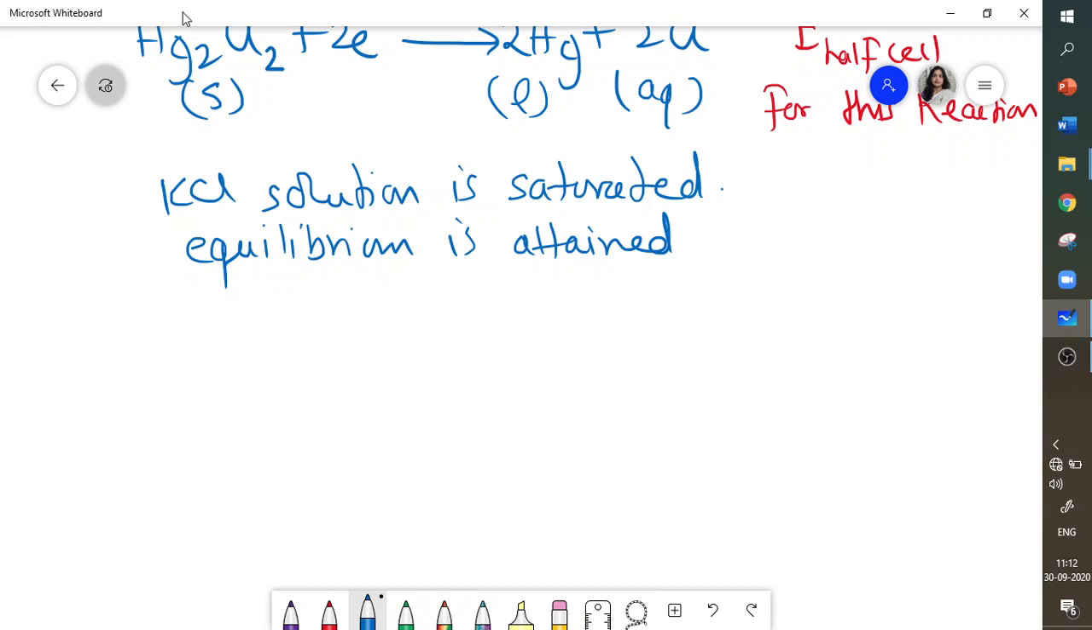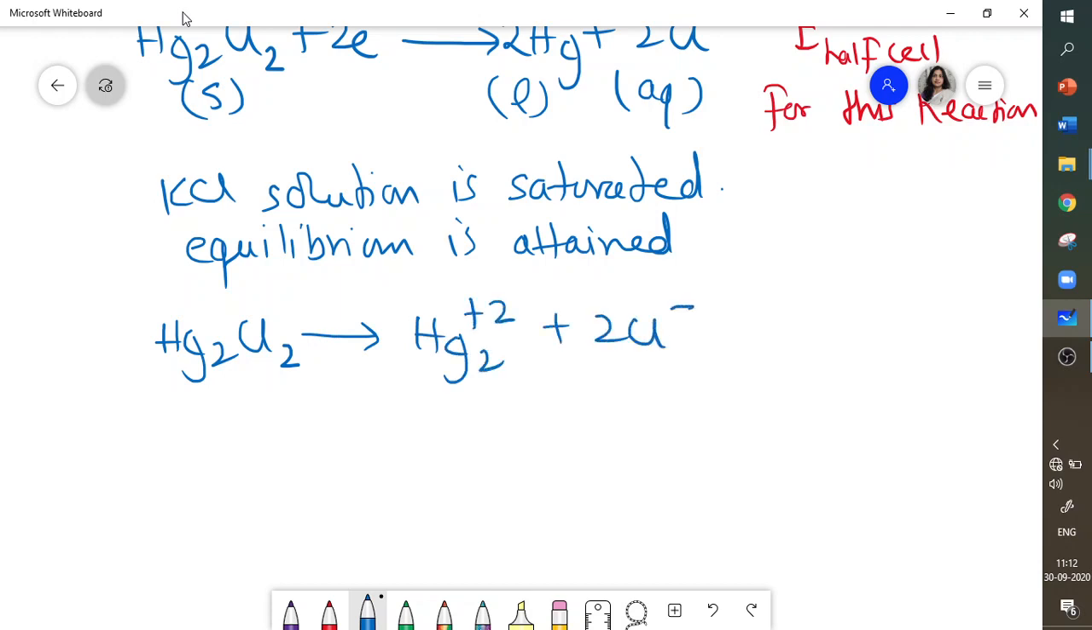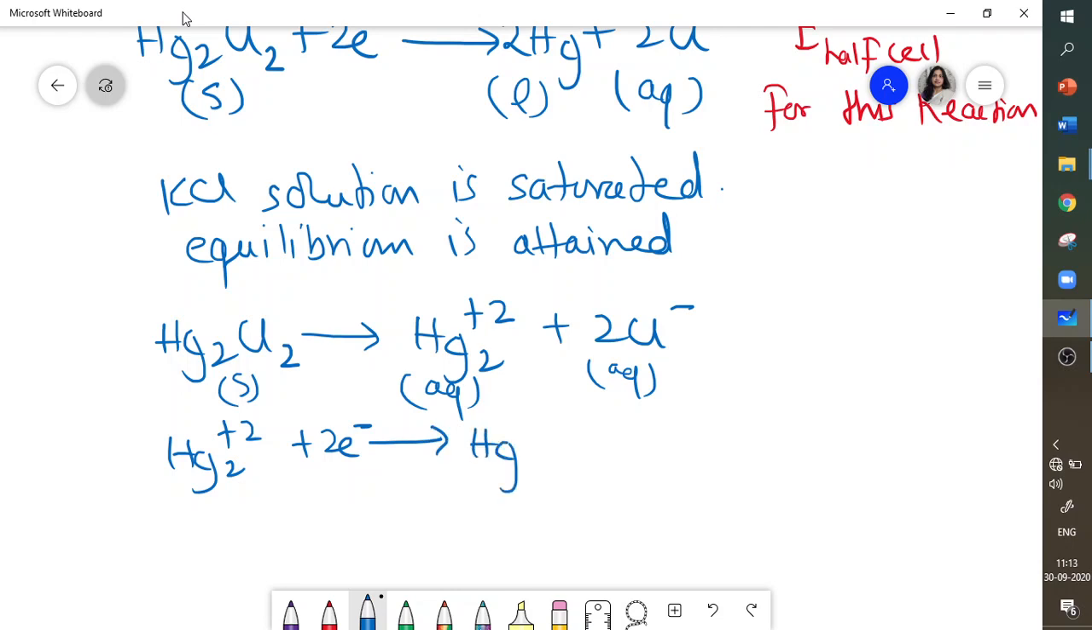Here what you have to do is to write first the ionization. So Hg2Cl2 will ionize. As I told you, it is Hg2 plus 2 plus 2 chloride ion. This is solid, this is aquated, and this is aquated. Then this Hg2 plus 2 will take up 2 electrons and it will be converted to Hg.